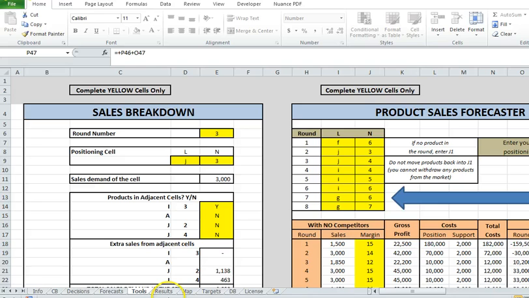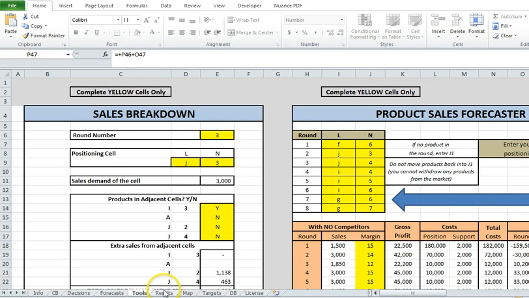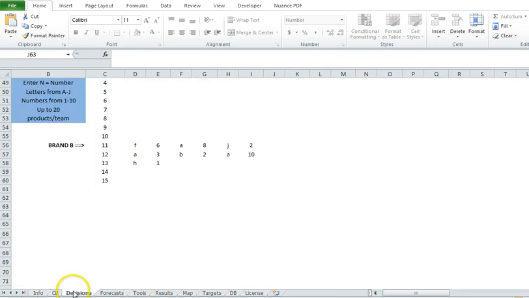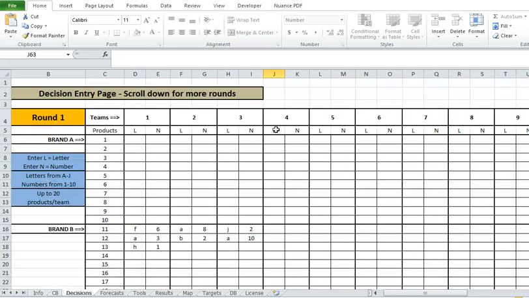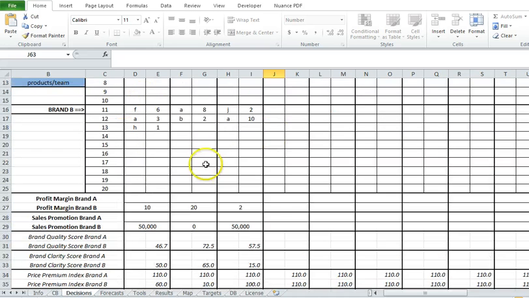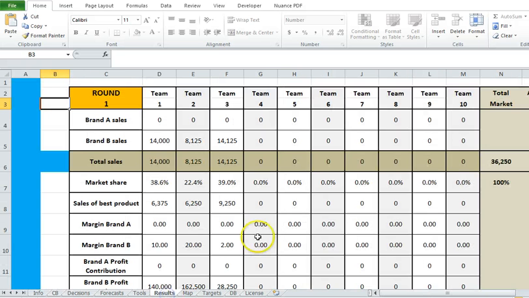Okay, let's turn to the important part, the results. Obviously, the key outcome of the game is the results. So let's have a look at that very important part of the spreadsheet now. Okay, the results page is here, but keep in mind we put some pretend decisions in before. So I've got some teams sitting there already. So let's have a look at what happens.